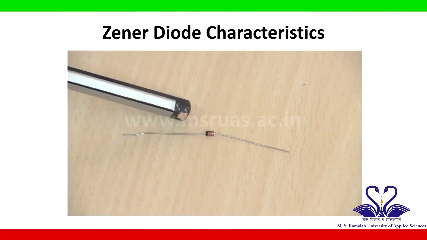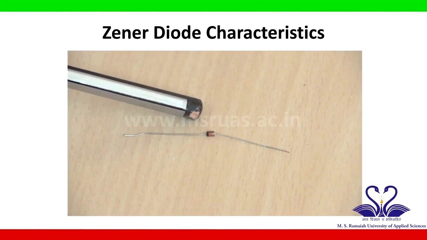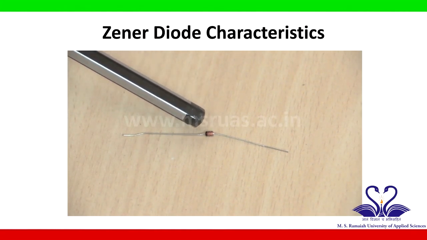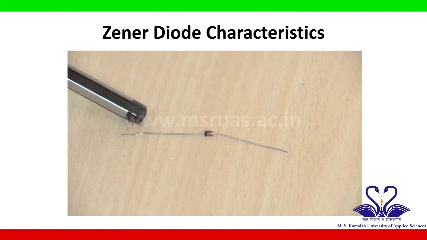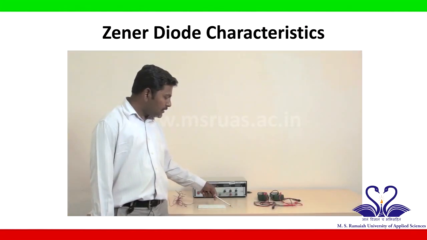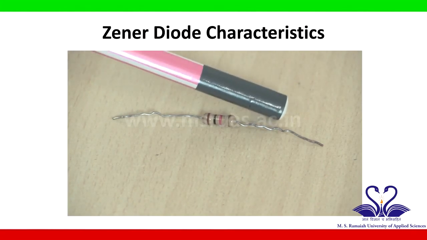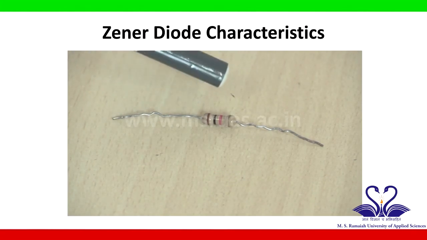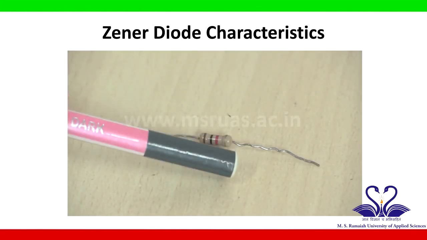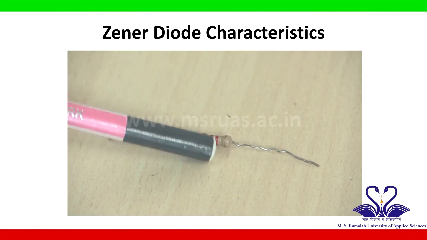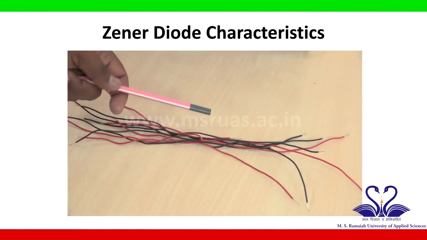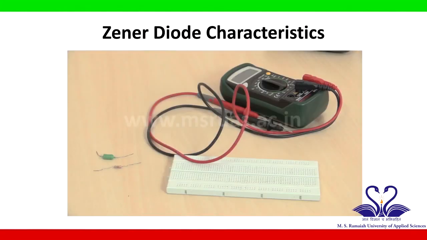This is a Zener diode, a two terminal device with terminals P and N. If you see this diode, one end is black, that is the N terminal, and the other end is the P terminal. This is a resistor, it has two terminals and it is a 1 kilo ohm resistor. Its color code is brown, black, red. The resistor is used in this experiment to limit the current to the diode. This is a breadboard, used to connect the components of a given circuit. These are the connecting wires, used to connect the different components on a breadboard.